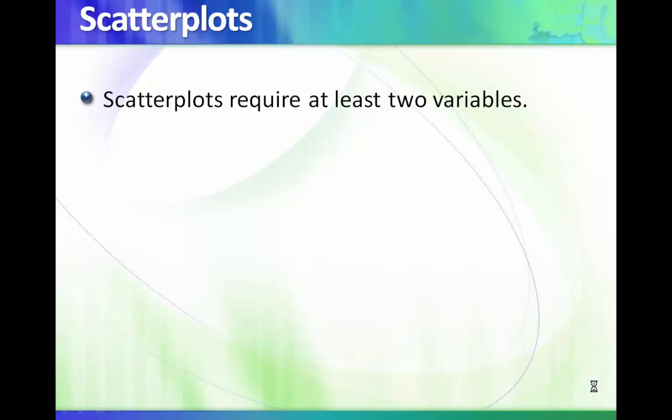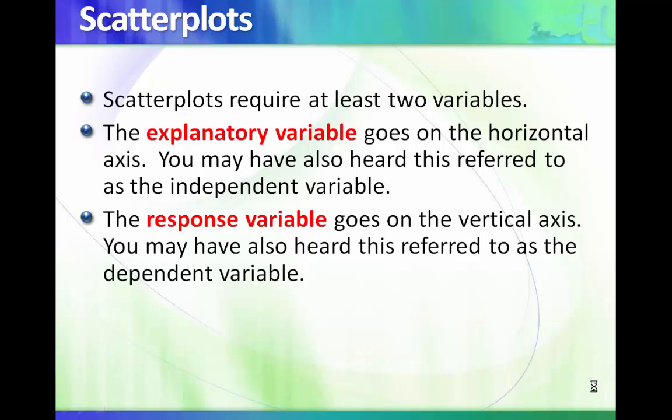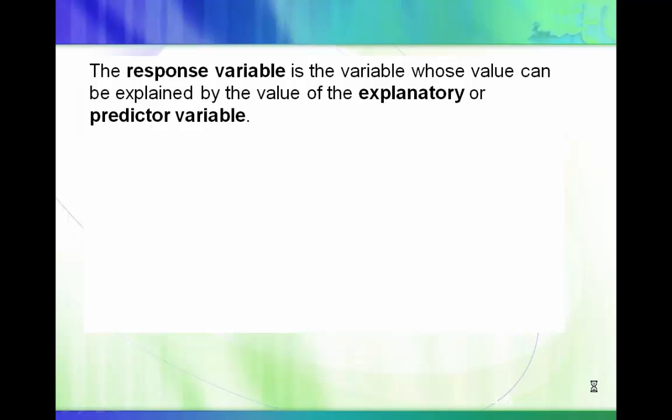Scatter plots require at least two variables. The explanatory variable goes on the horizontal axis. You may have also heard this referred to as the independent variable in algebra. The response variable goes on the vertical axis. You may have also heard this referred to as the dependent variable. The response variable is the variable whose value can be explained by the value of the explanatory or predictor variable.